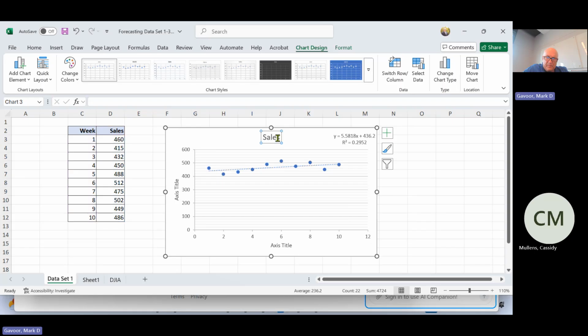And I might want to put sales forecast or something like that here, right? And I might want to put over here sales, because if you don't label the graph, you want to make everything you do in Excel look like you can copy and paste it into a PowerPoint to give a presentation to your boss or your boss's boss.